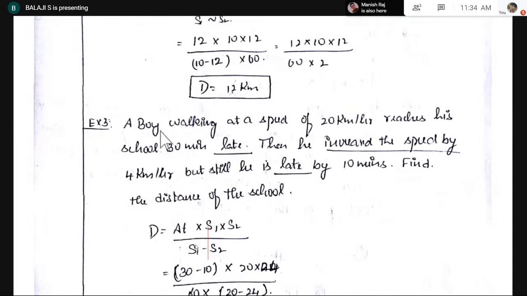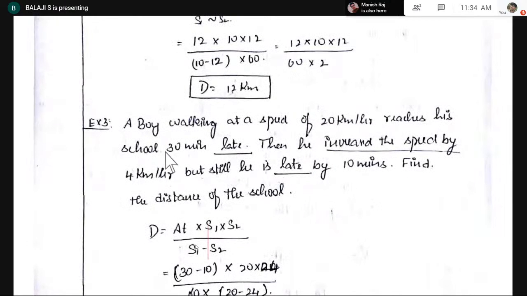Here, a boy walking at a speed of 20 km per hour reaches school 30 minutes late. Then he increased the speed by 4 km per hour, but still he is late by 10 minutes. Find the distance of the school. See here, in this question, late and late is there. Now what must we do? We must subtract the time.